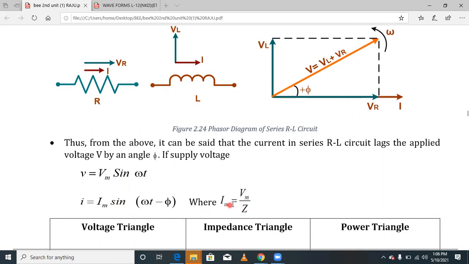And then Im is equal to Vm by Z, that is, I is equal to V by Z. For a resistor with DC, I is equal to V by R, only the resistance component. For AC, we have to consider the reactance component also, that's why Im is equal to Vm by Z. Z is called impedance. Impedance is resistance plus reactance, R plus j XL. The inductive reactance is represented by XL.